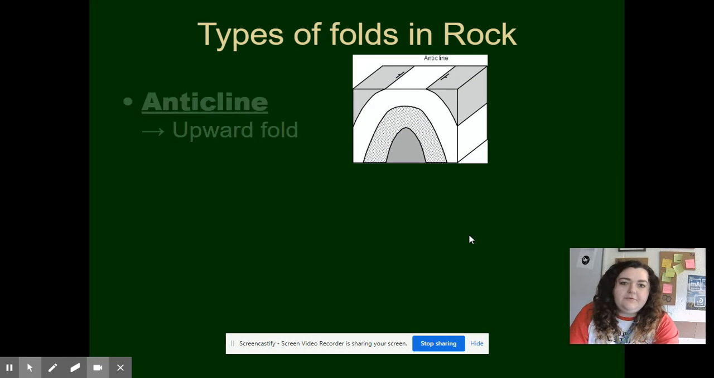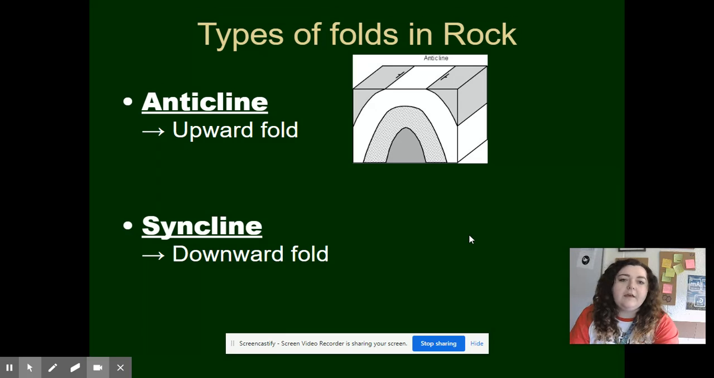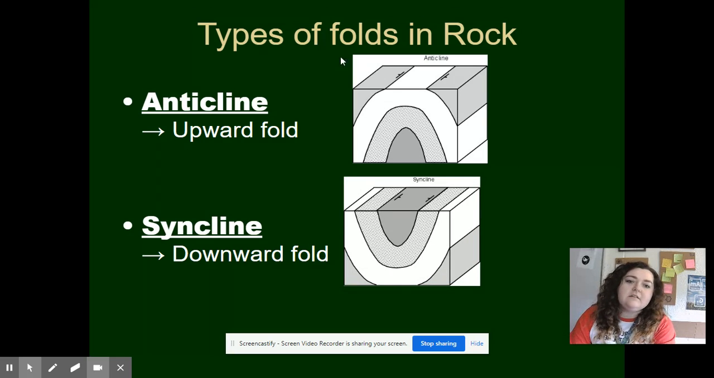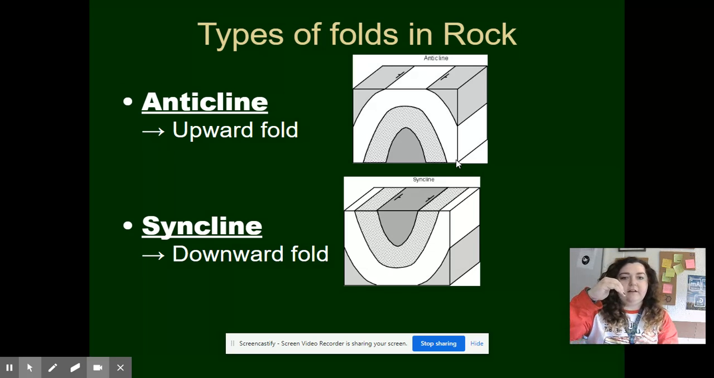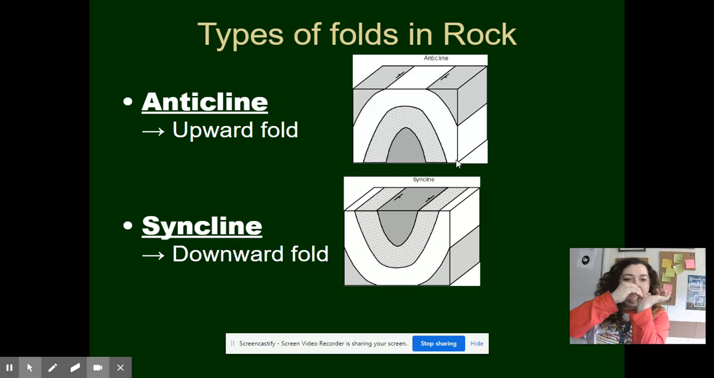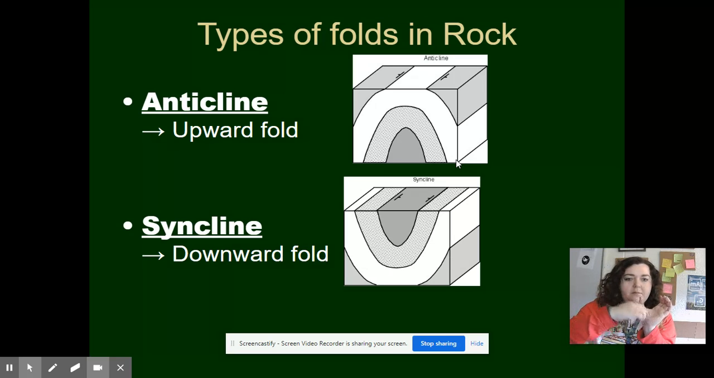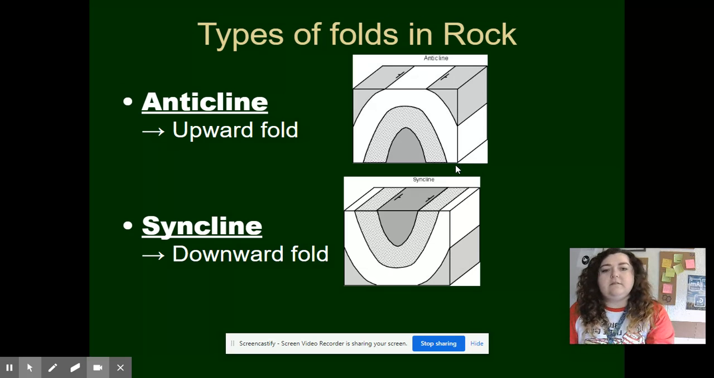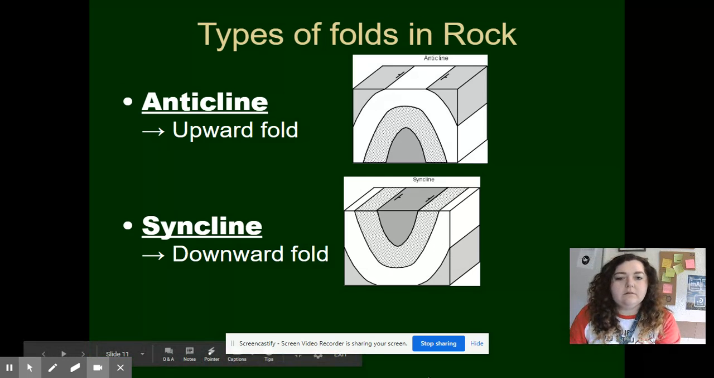So the different types of folds, they kind of go hand in hand. An anticline is an upward fold. So it would look something like this. And a syncline is a downward fold. So of course they're going to be connected. So we've got the anticline and the syncline. So let's see. Yeah, that's better. Syncline. So the anticline, the bottom's going to be up top. And syncline, the bottom's going to be on the bottom. So they kind of go hand in hand.